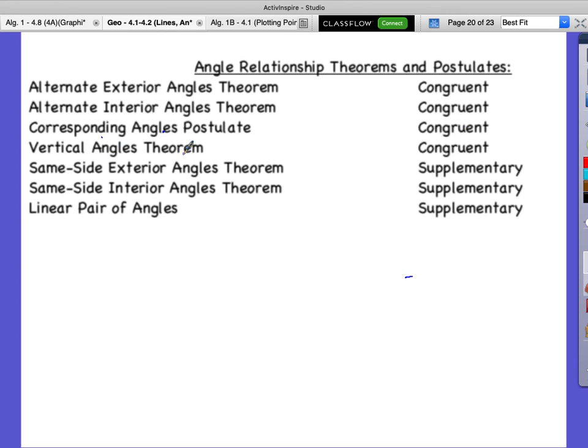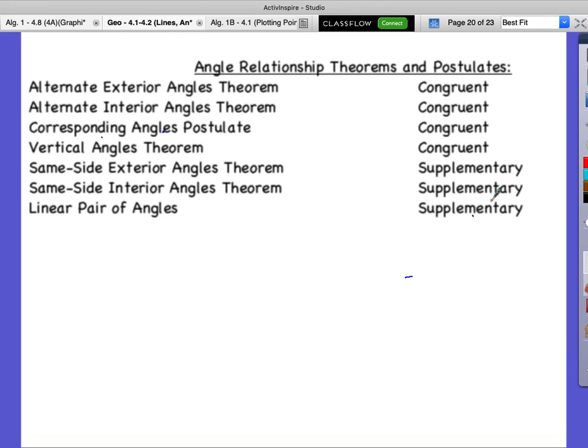Vertical angles theorem, we knew that one from before. They're always congruent regardless of lines being parallel. Linear pair of angles, we already knew that. They're on your notes, at the bottom right of the page. Same side exterior angles theorem: when two parallel lines are cut by a transversal, same side exterior angles are supplementary. Same side interior angles are also supplementary.